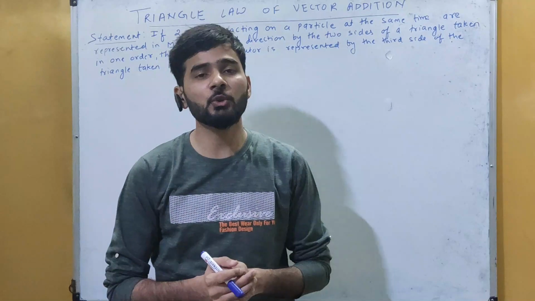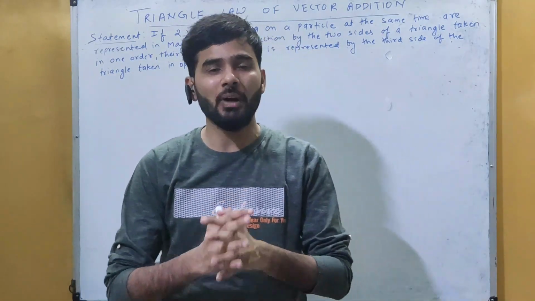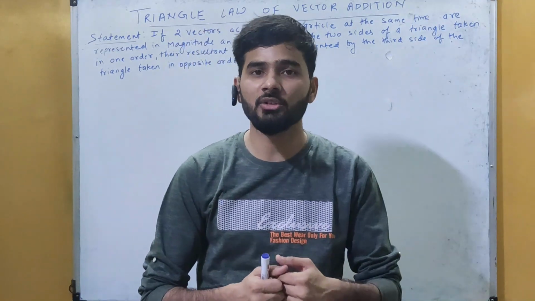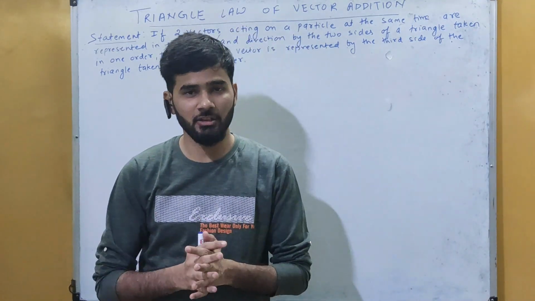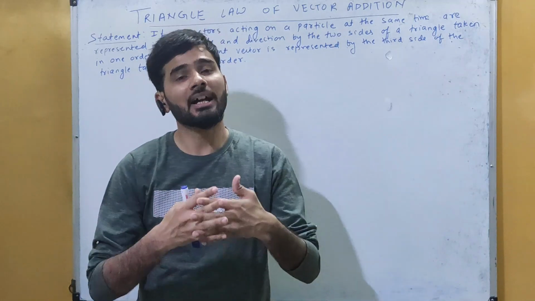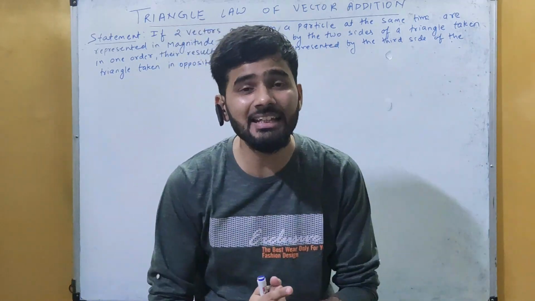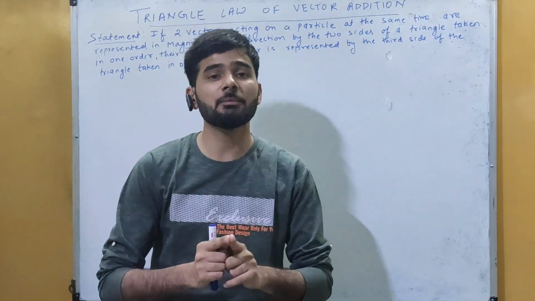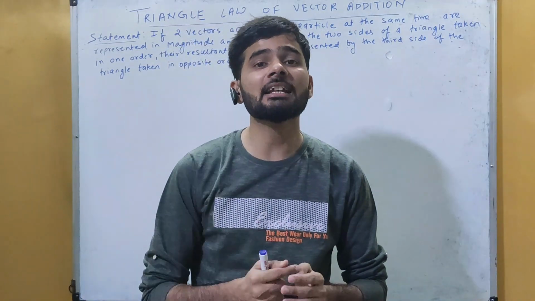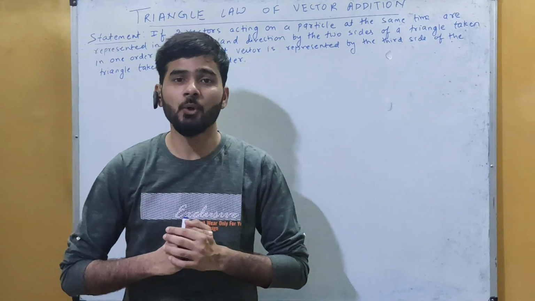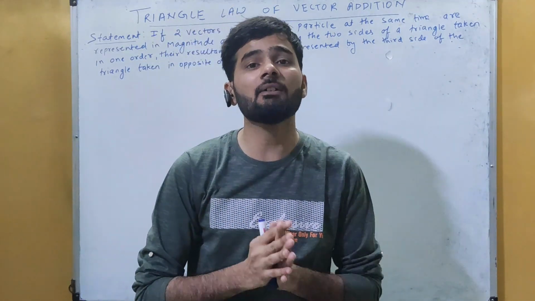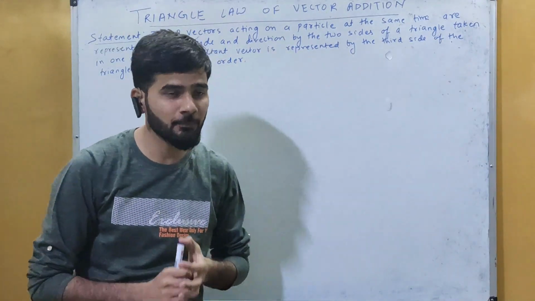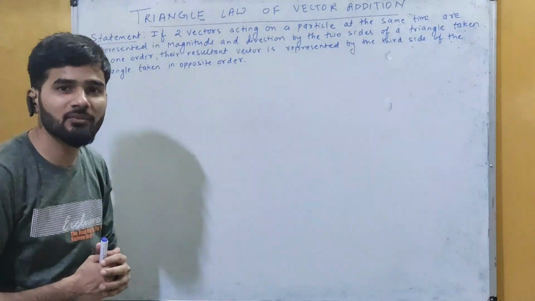In the previous video, we have seen how to add two vectors which are acting in the same direction, and vectors acting along different or opposite directions. Here we will deal with vector addition again, but if the two vectors are inclined at different angles, if there is some angle between the two vectors, then how can we find the resultant vector? For that we have a law, the triangle law of vector addition, which is very important. Now what is the statement of this triangle law?